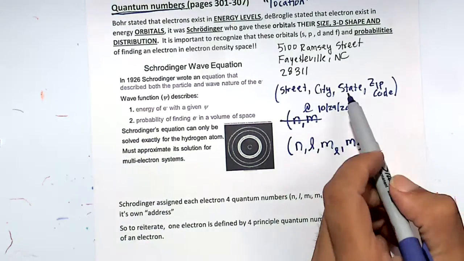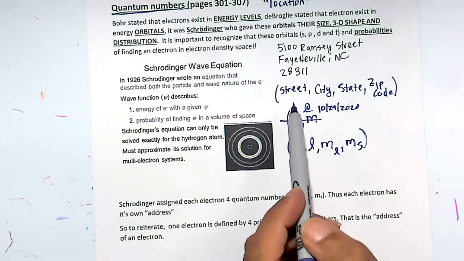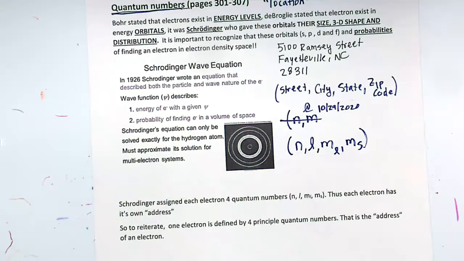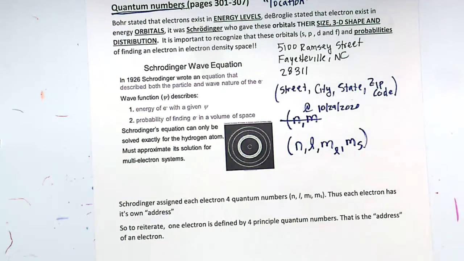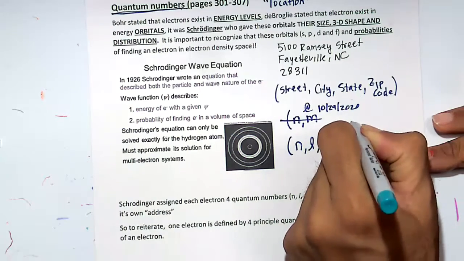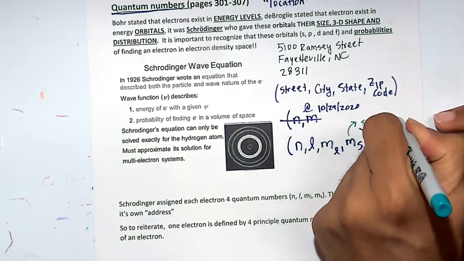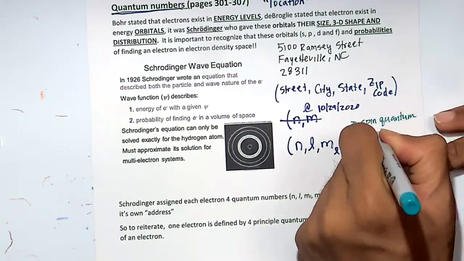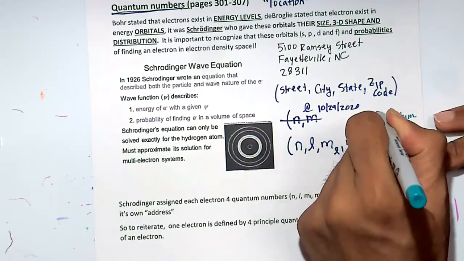Like you gave me these 4 items and I got the address of the school, I should be able to give you these 4 numbers and you'll get the address of an electron, again, quote unquote. This is a little complicated, so let's do the easiest thing first, which is m sub s. This is called the spin quantum number. Actually, it's the magnetic spin quantum number.